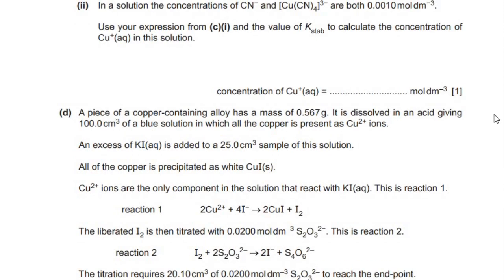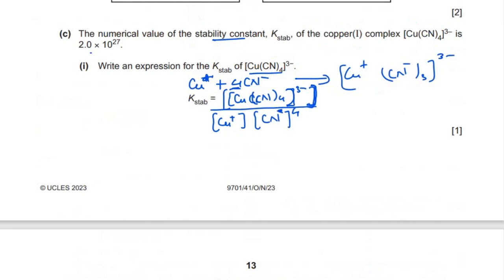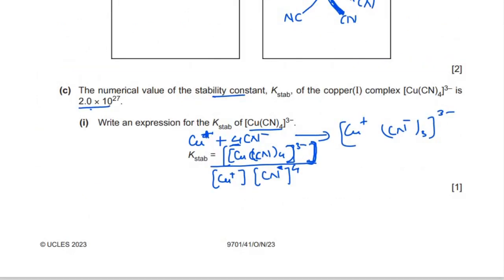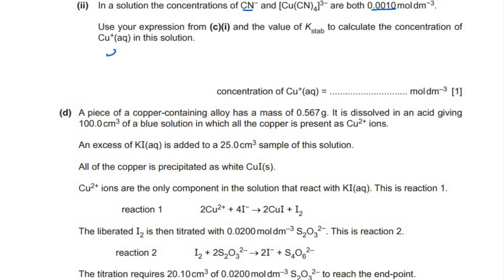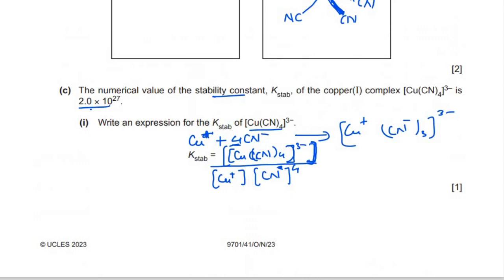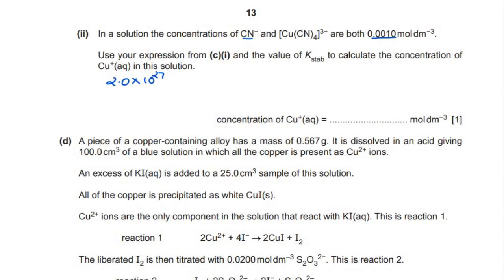Let's see next. In a solution, the concentration of CN- and copper cyanide complex are both 0.001 mol per dm cube. Use your expressions from C1 and the value of K stability to calculate the concentration of Cu+ in this solution. Now the K stability value is already given, that is 2.0 × 10^27. Let's check, it's minus 27 or plus 27. Yes, it's positive 27, equal to the concentration of the product. Now the concentration of product is 0.001.